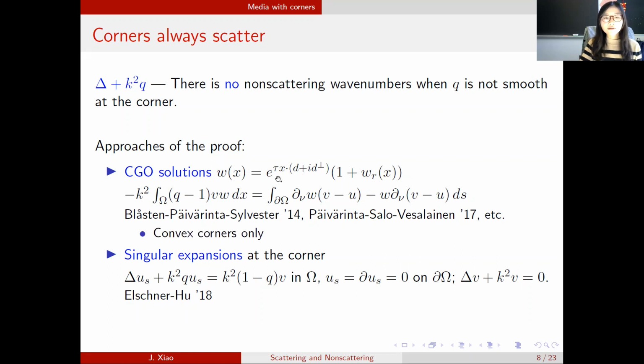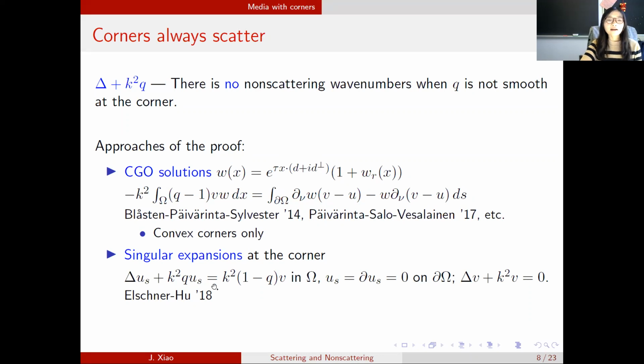So therefore, CGO solutions have a small problem: they work only when x dot d has a sign, which means that we could only work on convex corners, at least if we just look at CGO solutions with this leading term.